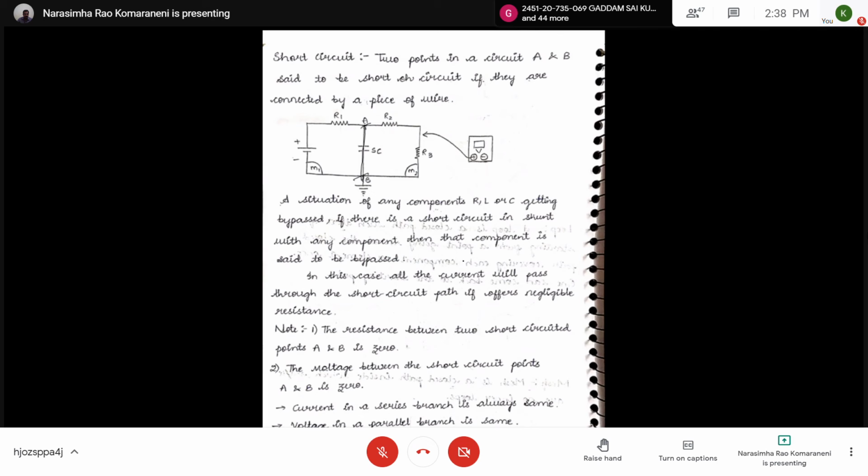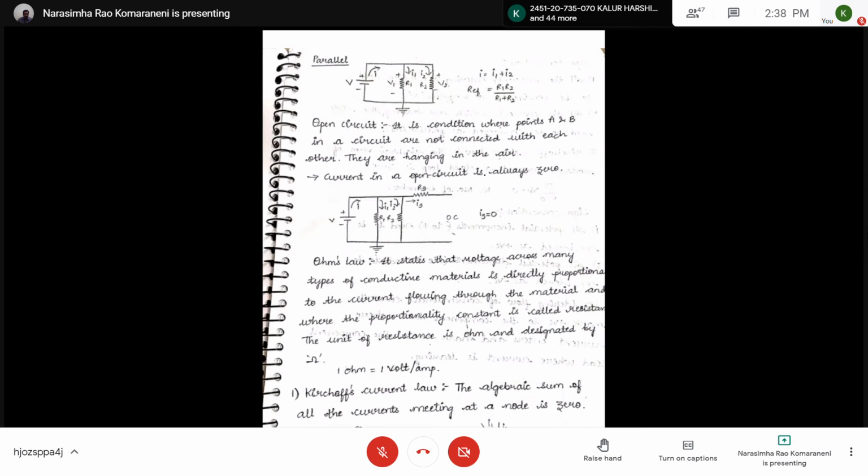The next, open circuit. What is an open circuit? You see here in this diagram, points A and B are open. It means between points A and B, no network element is connected. This we can call an open circuit. At these open circuit terminals, the current is 0.